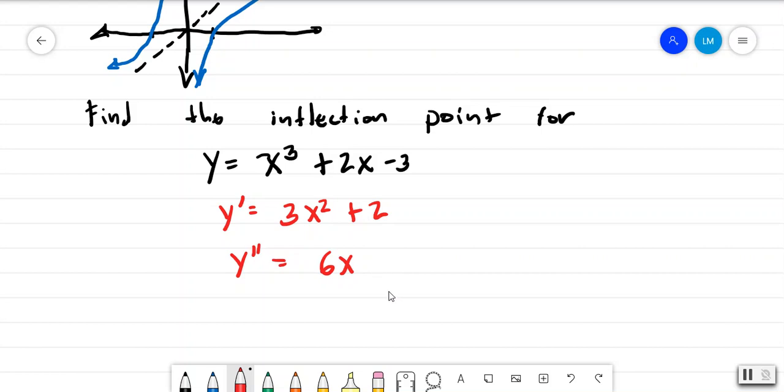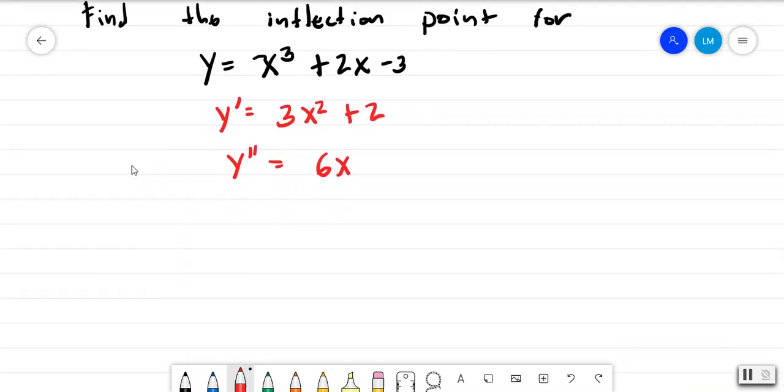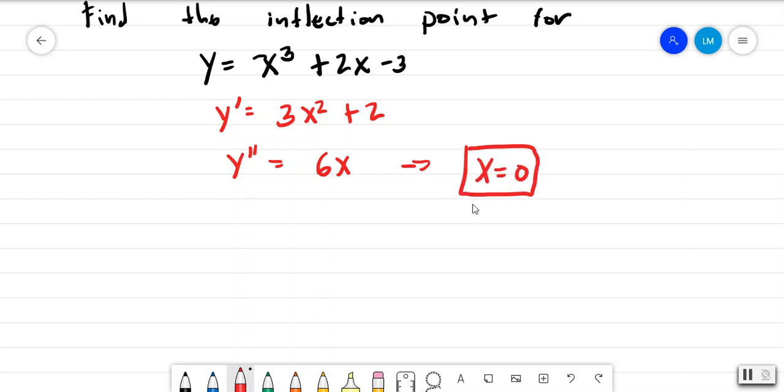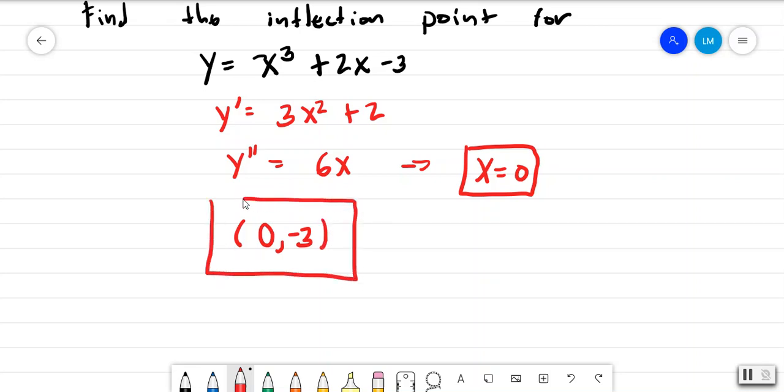Now, to find the inflection point, that's basically where the second derivative is equal to 0, or undefined, because like we said, it could exist or not exist. So this tells us that when we set it to 0, x equals 0. So the inflection point, or the point of inflection, is going to be at (0, -3).